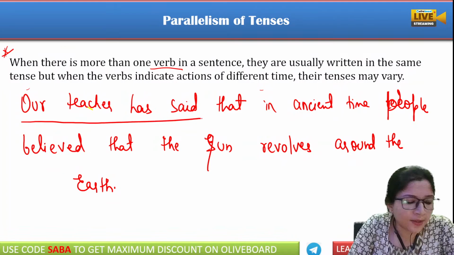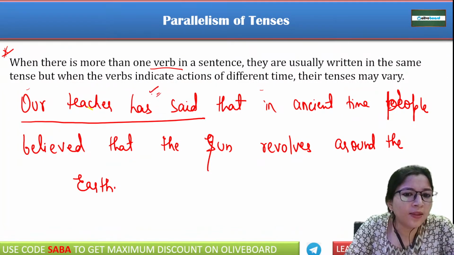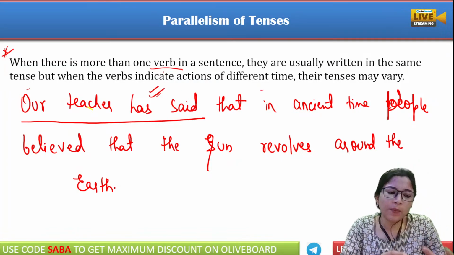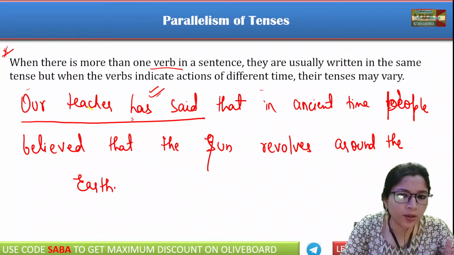Our teacher has said this can be correct. Now please pay attention. Our teacher has said this can be in present tense because मेरे टीचर ने अभी भी कहा है this can be in present. Okay. Has said is absolutely correct. There is no error in this.